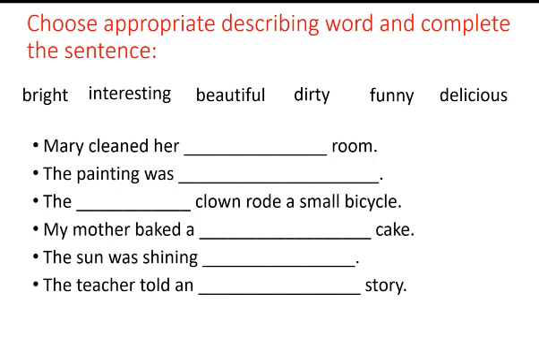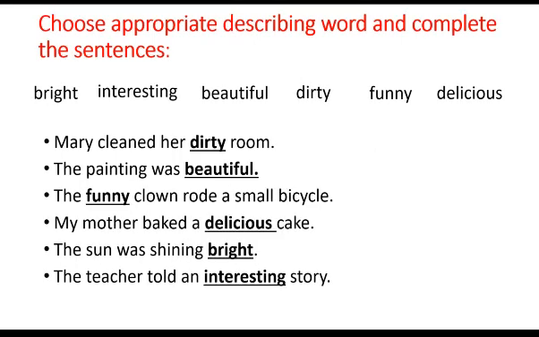The next activity is choosing appropriate describing word and completing the sentence. Mary cleaned her dirty room. The painting was beautiful. The funny clown rode a small bicycle. My mother baked a delicious cake. The sun was shining bright. The teacher told an interesting story.